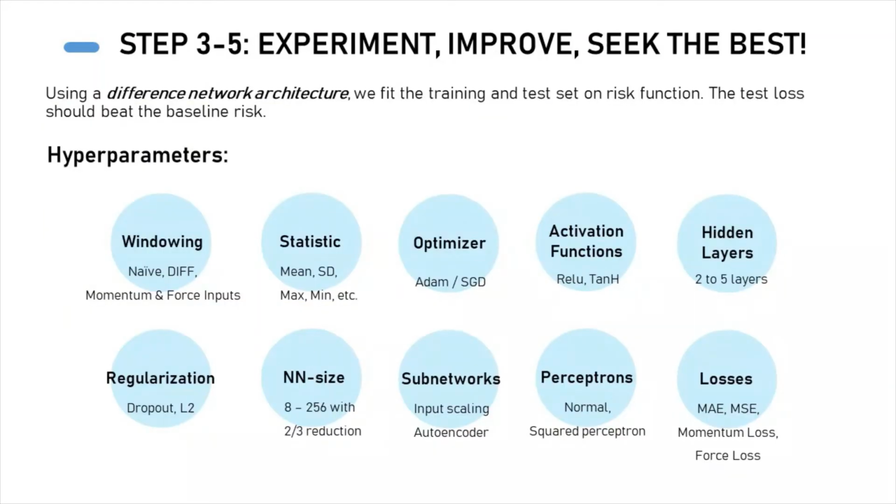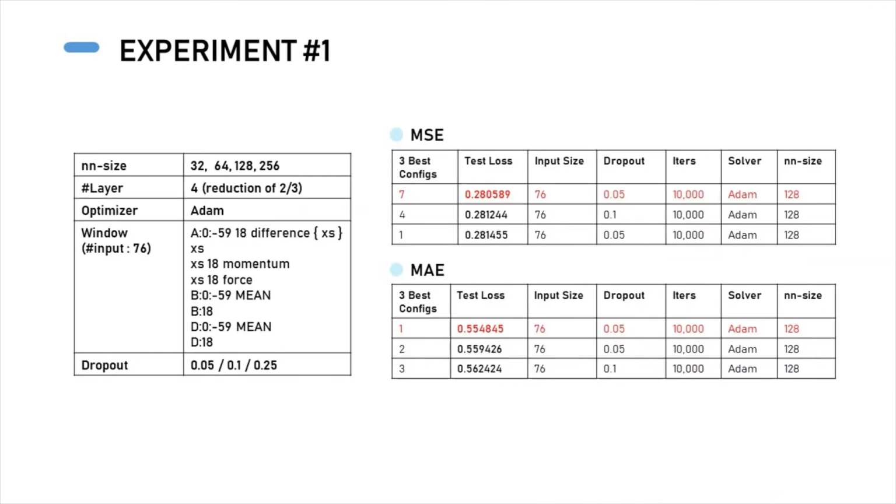Now we start with the experiment. Using the difference network architecture helps us achieve better learning to beat this baseline. We fit the training and test set on risk function by tuning several hyperparameters as shown. In the first experiment, we used 76 input features in total with an input scaling subnetwork and 4 hidden layers with various dropout probabilities and NN sizes, and the Adam optimizer.